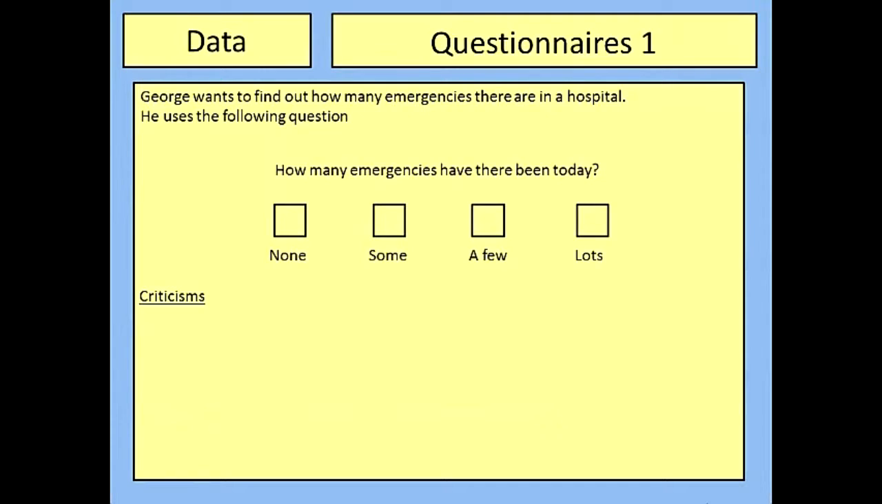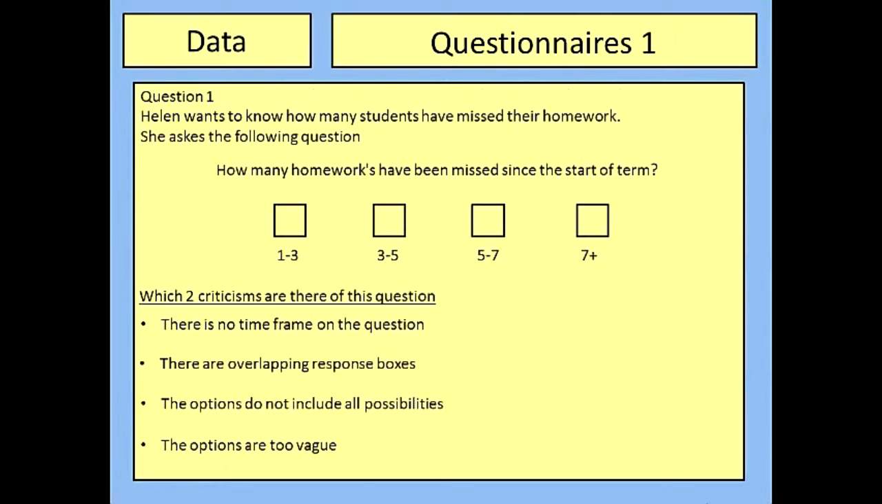Just as a slight amendment to this, if George had restructured his question slightly, so it now reads how many emergencies have there been today, which is good because he's included a time frame, but look at the response box options that he's given. What problems can you see coming out from this? For example, what's more, some or a few? And exactly what is some? What does that even mean? So what George has done here is his response options are actually too vague. You need to be very, very specific, and it's always better to stick with numbers for this.